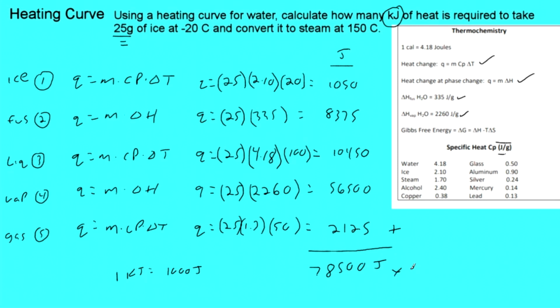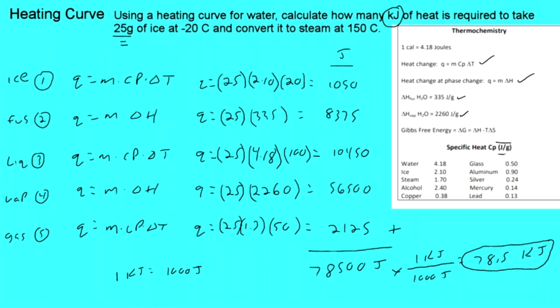So what you would do is a little dimensional analysis here. This is joules on top, joules on bottom. 1,000 joules is 1 kilojoule. So you end up dividing by 1,000 and you get 78.5 kilojoules. So that's how much energy it takes to take an ice cube from -20 and convert it to steam at 150.